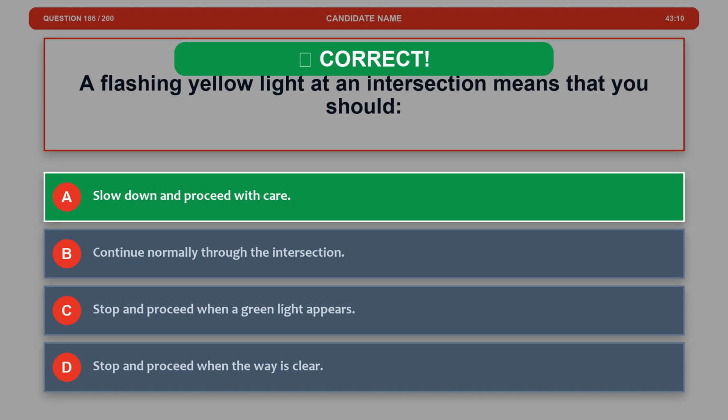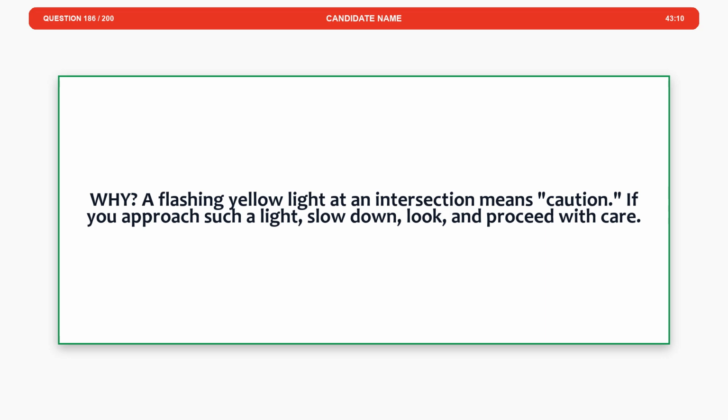The correct answer is option A. Slow down and proceed with care. Explanation. A flashing yellow light at an intersection means caution. If you approach such a light, slow down, look, and proceed with care.